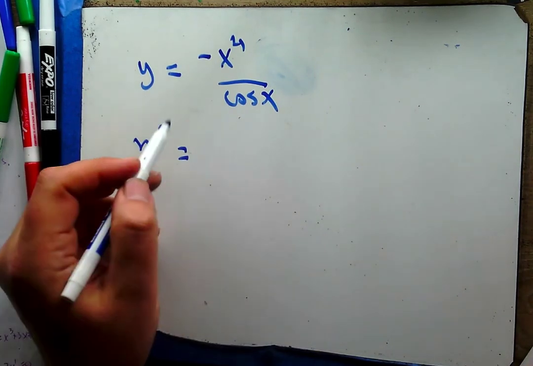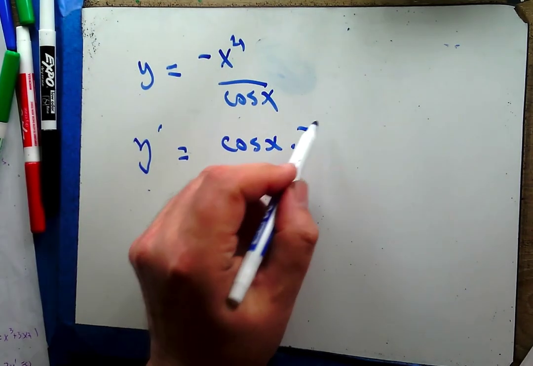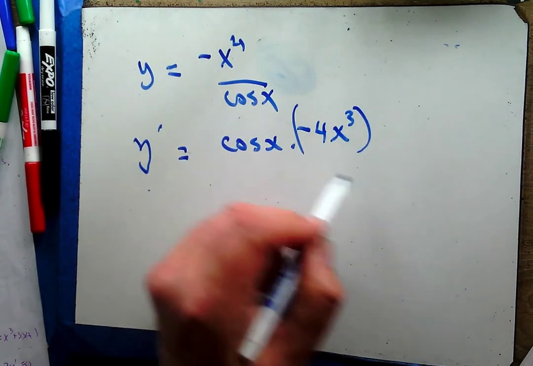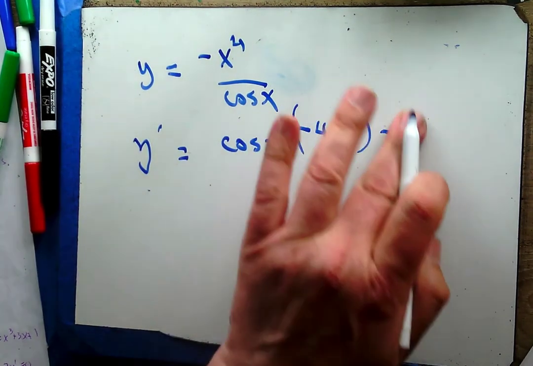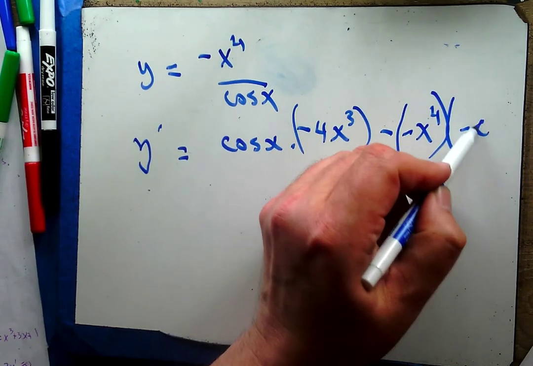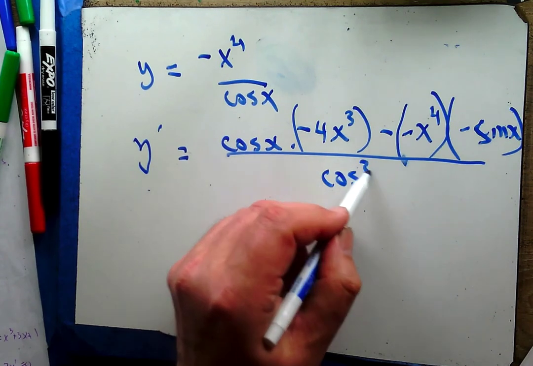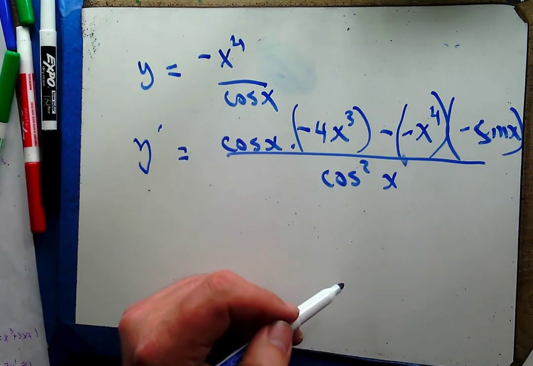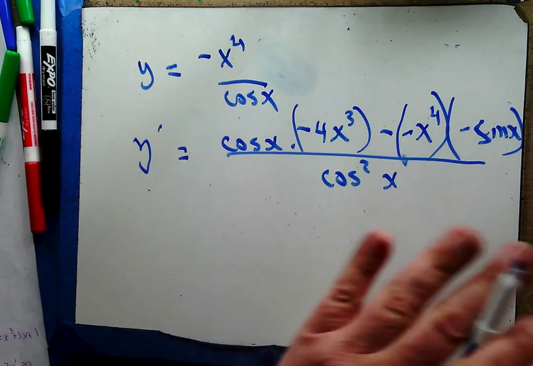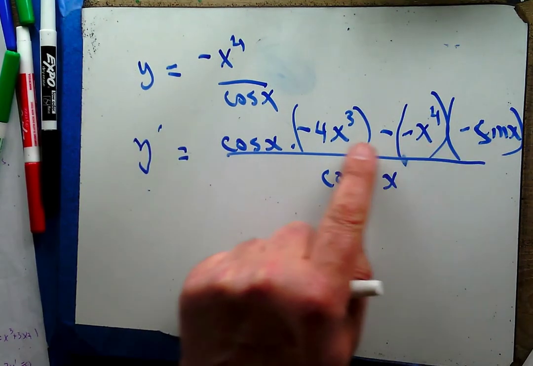Okay, welcome back. Did you do low d high minus high d low all over low squared? I did. And of course, you could leave it like this. However, I'm going to tidy this up.